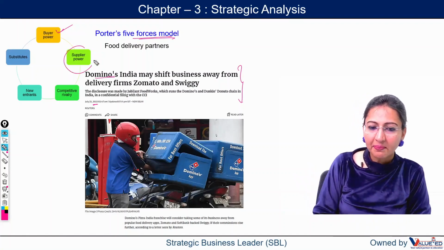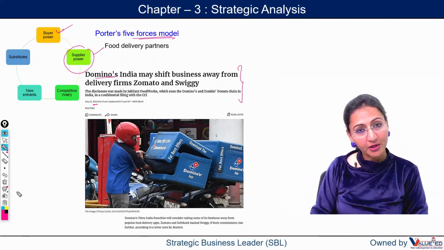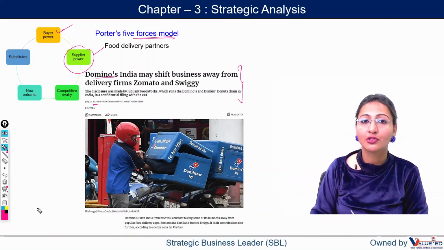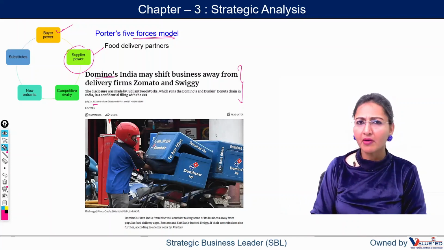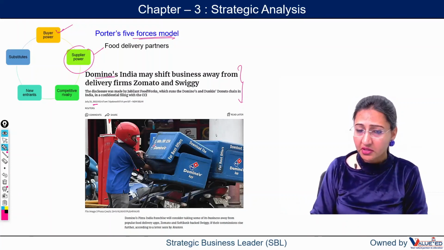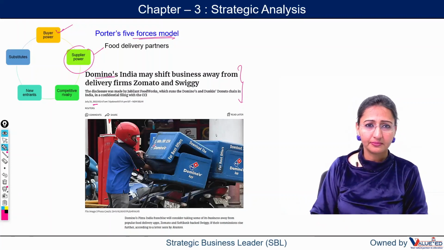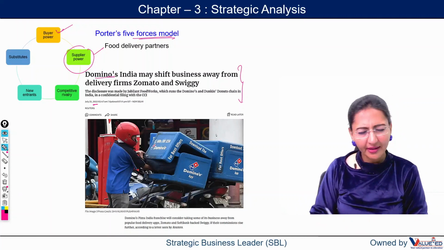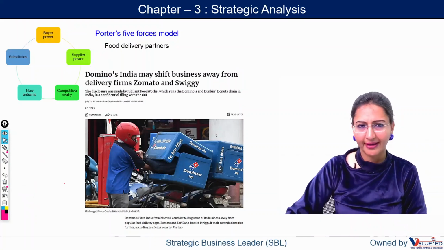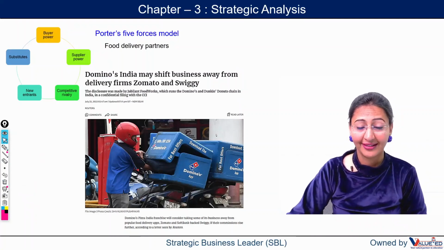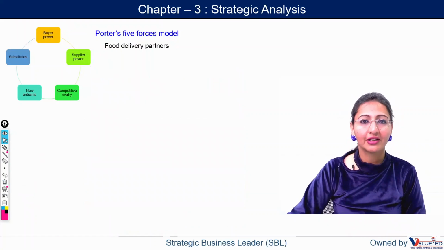So that's the supplier power. At that point of time, yes, the suppliers for Zomato, that means the restaurant owners, were powerful enough that they could actually halt the business of Zomato and Swiggy. But then something happened and they re-collaborated and things again went on in place. So everything was fine. Then comes competitive rivalry.